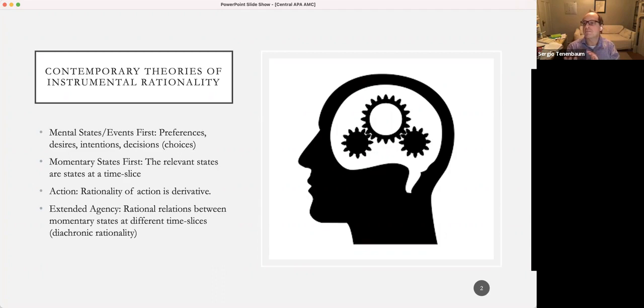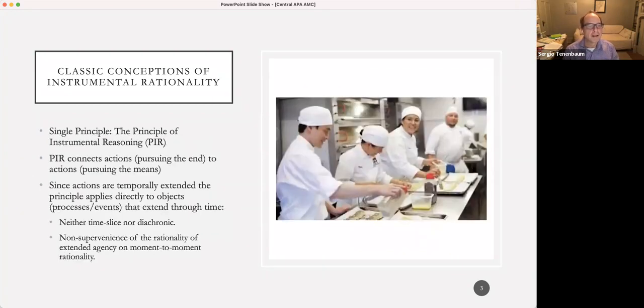And some other theories take diachronic rationality as important, but those then are relations between different time slices, as opposed to being by the nature of the action that extends through time. So the rational relations are between extended beings that are better characterized as having time intervals rather than being momentary. So here, I think of my work always as trying to lead us back to the 18th century. And so I go into the classical conceptions of instrumental rationality that I favor.